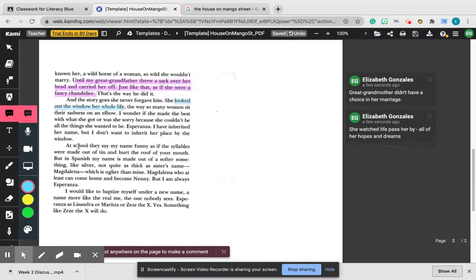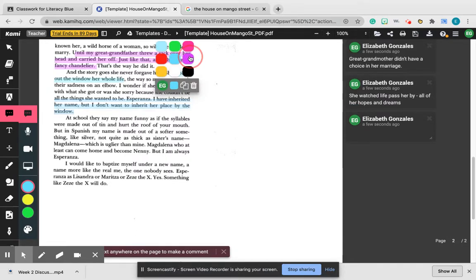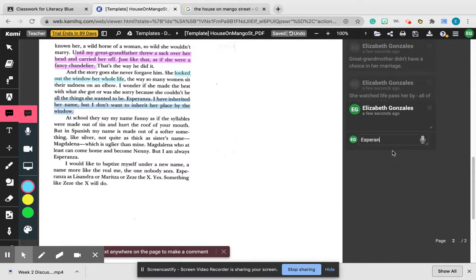So, I also want us to highlight this last part. Here, Esperanza. I've inherited her name, but I don't want to inherit her place by the window. Now, this is just telling us that Esperanza wants a different fate than her grandmother, right? She doesn't want to only get married. She wants to have more options. Wants a different fate from her grandmother, great-grandmother.